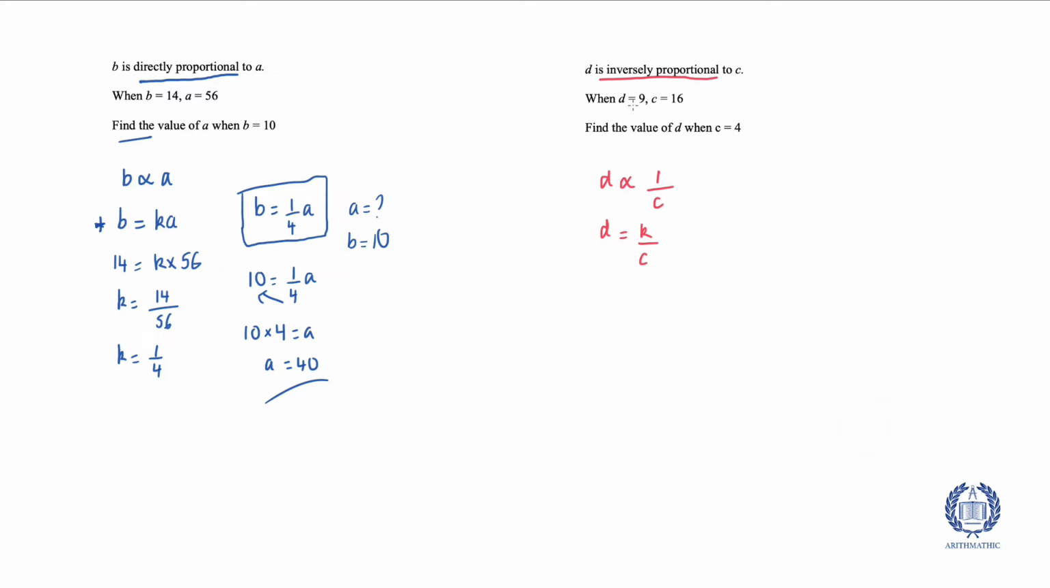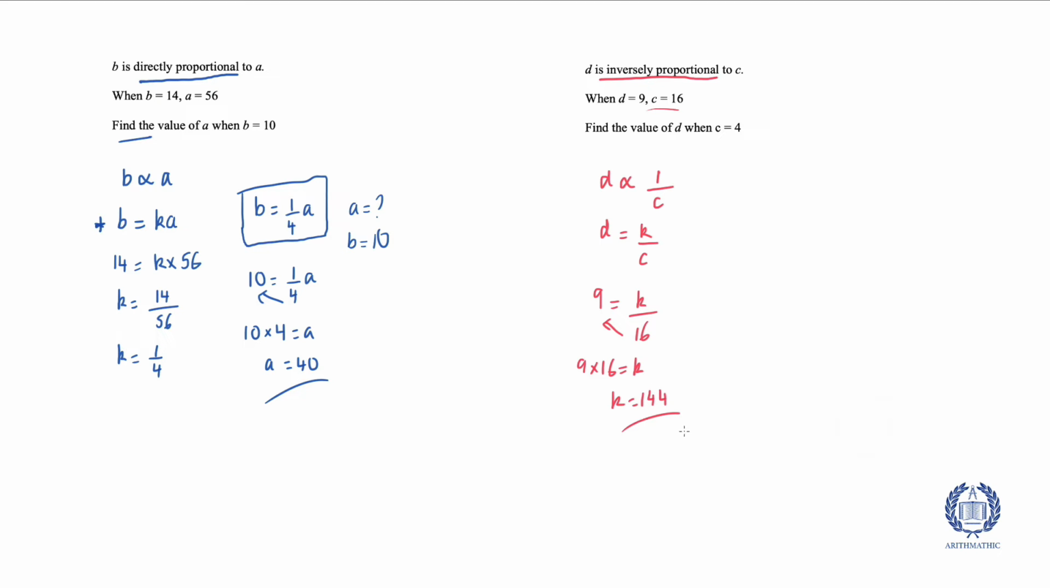And they've given us a value of D equals 9 and C equals 16 here, right? So if I substitute that in here, when D is 9, I can put 9 equals K over C. C is 16, right? Now remember, we're trying to find K, so we're going to cross multiply. So we're going to do 9 times 16 equals K. So that means K is equal to 144.